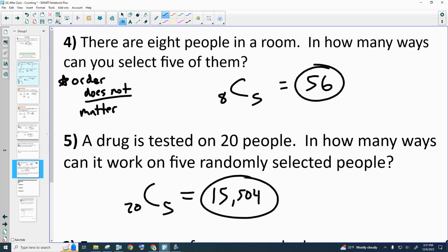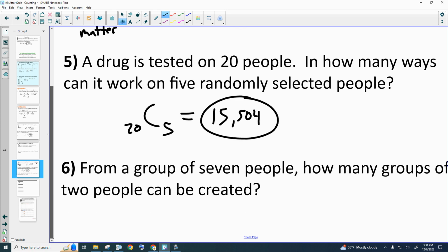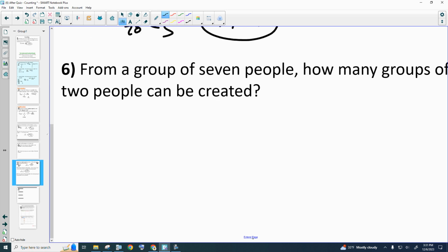So, last example. From a group of 7 people, how many groups of 2 people can be created? Combination or permutation? Order doesn't matter. It's just groups of 2. So it is a combination. 7 people choosing 2. Go to your calculator and find that probability. You should get 21. There's 21 different groups or combos.